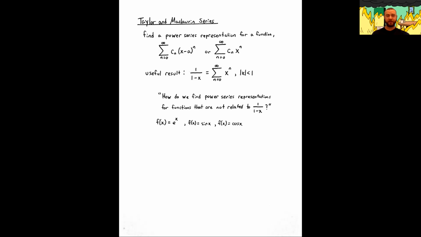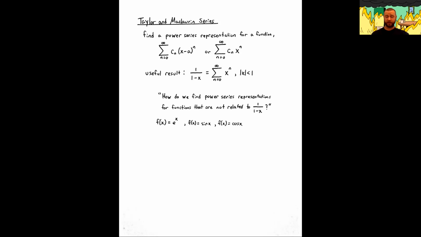We're now left with the question, what do we do if the function is not related to 1 over 1 minus x? For instance, how would we find power series representations for these three functions down there, e to the x, sine of x, or cosine of x? That geometric series isn't going to help us, so we might need some more tools, and that's exactly where Taylor and Maclaurin series come in. They give us an alternate way to calculate the power series representation, as we'll see.